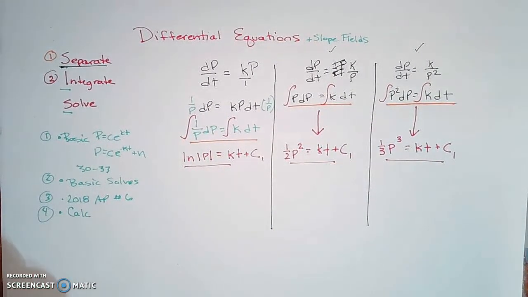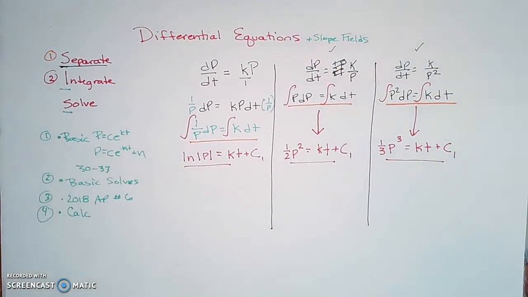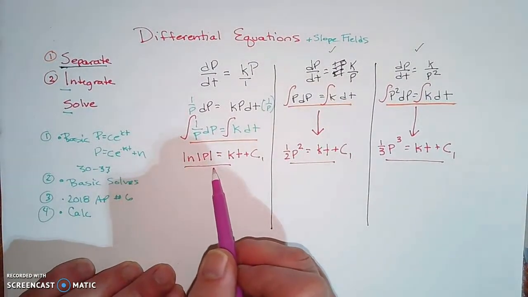And then we are going to solve. And solve is just getting P by itself. So we've done many times the steps for this problem right here. We know what we're going to end up with. I'm just going to work this one out just in case for right now.